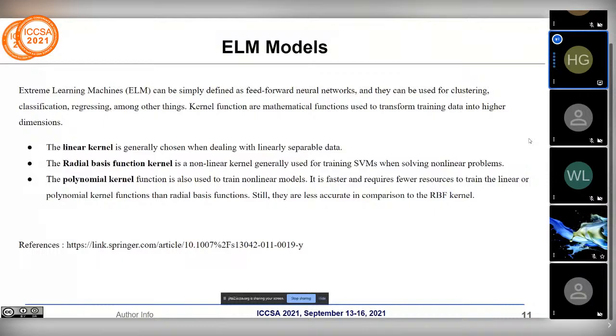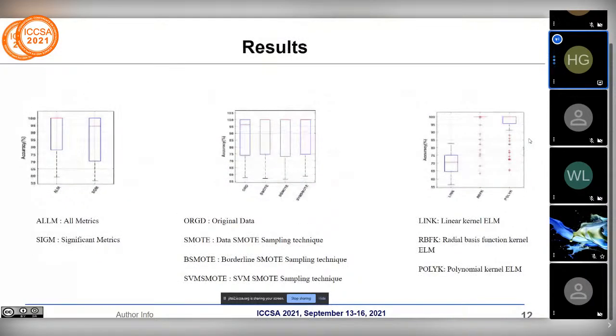So, coming to our results. I will only talk about accuracy.